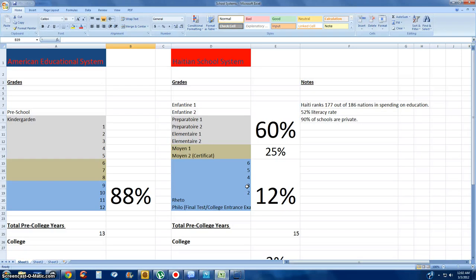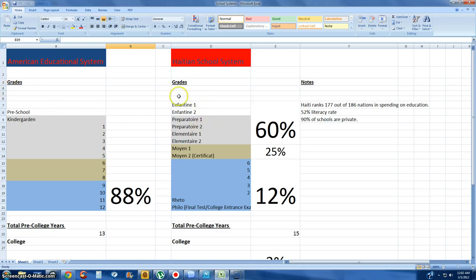Ask us questions, etc. I made this Excel sheet because I'm interested in the Haitian school system, because I think education is going to be the key to help us reach our goals, essentially. Okay, so on the spreadsheet you have on the left your American educational system, and on the right you have the Haitian school system. I got this information primarily from my father-in-law. He was gracious enough to explain to me the grade system in Haiti as it compares to the American school system, and I'll show you why all this is important in a minute.